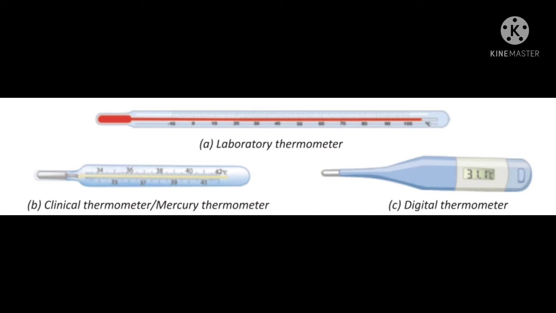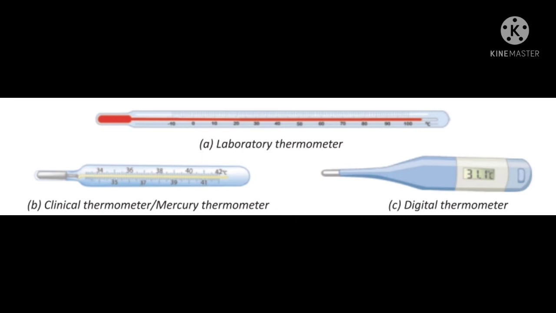Then alcohol thermometer. Thermometers using alcohol have some advantages over mercury thermometers. What are the reasons? Alcohol is much cheaper and also less harmful than mercury. Alcohol thermometers can measure much lower temperatures, up to minus 115 degrees Celsius, than mercury. The main disadvantage is that alcohol thermometers cannot measure temperatures higher than 78 degrees Celsius, whereas mercury thermometers can measure much higher temperatures.